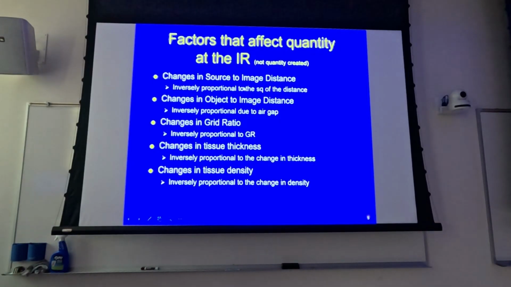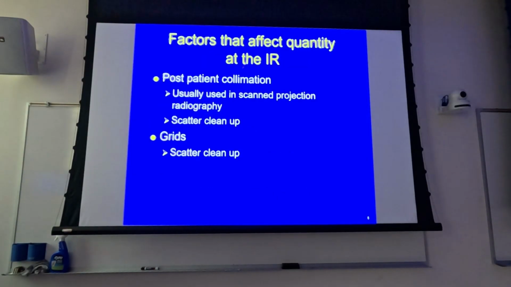So other factors: SID changes. There's inverse proportionality, and that's the inverse square law. It's second to kVp as the most significant change in quantity. Changes in OID because of the air gap. We just saw both of those things. Changes in grid ratio, changes in tissue thickness. As tissue thickness increases, we get less exposure to the image receptor. Changes in tissue density. So we've got bone versus soft tissue versus air and all of that.